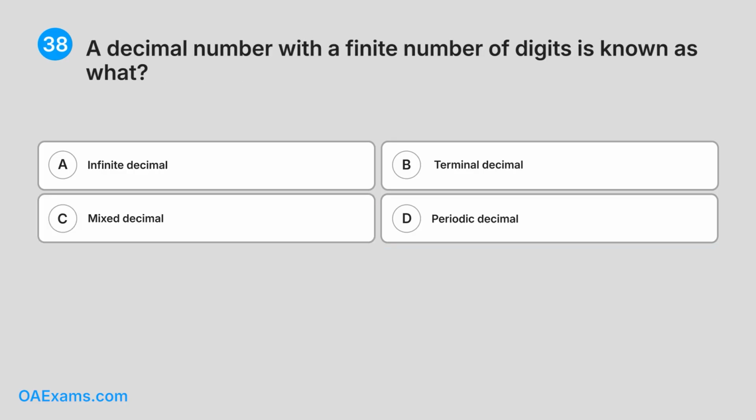38. A decimal number with a finite number of digits is known as what? A. Infinite decimal. B. Terminal decimal. C. Mixed decimal. D. Periodic decimal. Can you guess the answer?